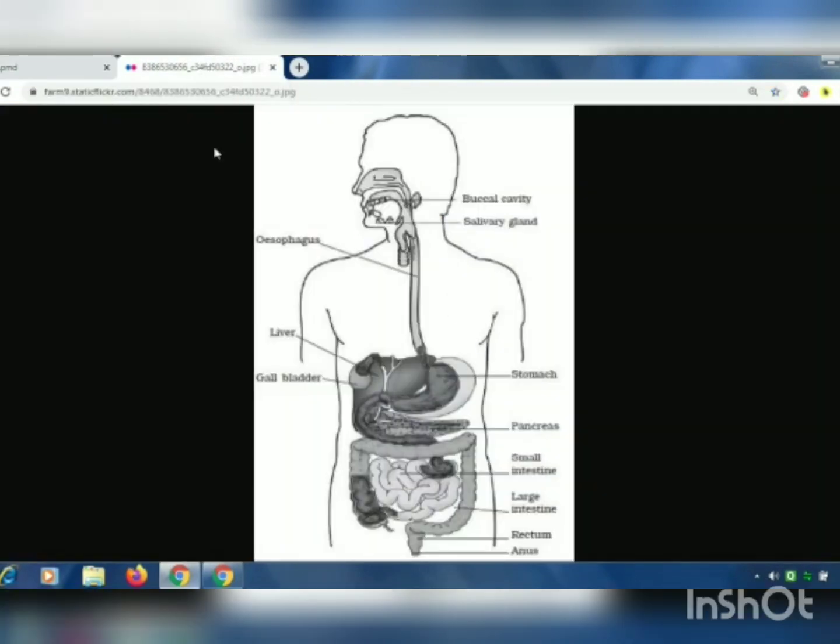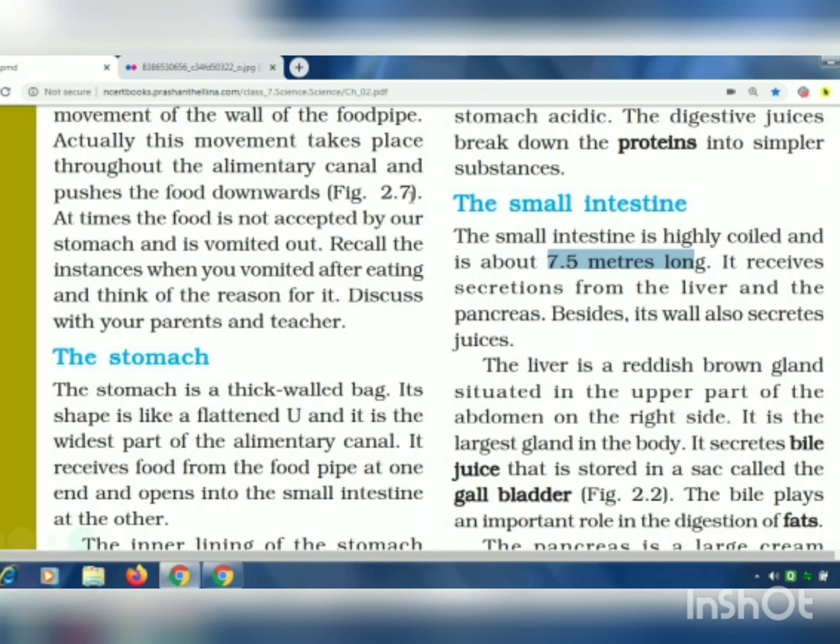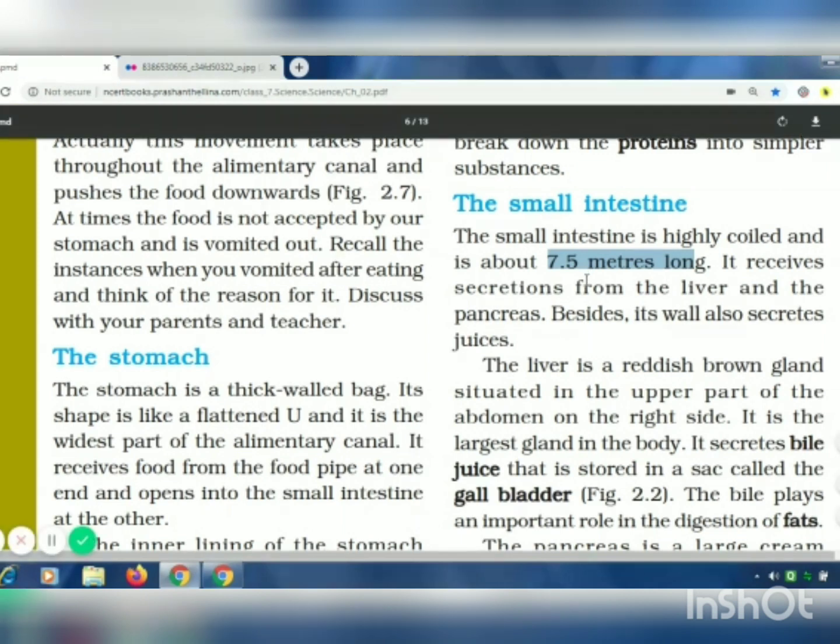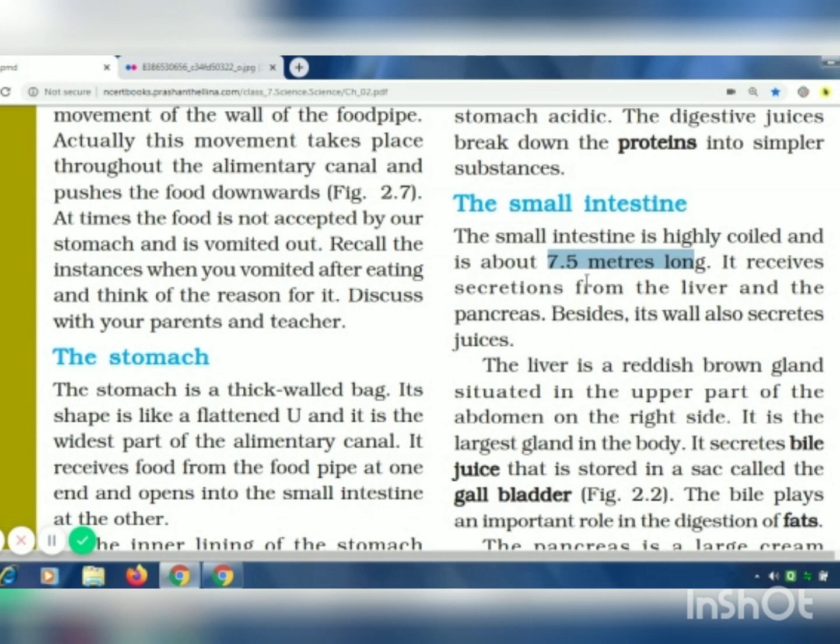So in this image, I'll show you. This is the liver and this is the leaf-shaped pancreas. From these two glands, the small intestine receives some digestive juices. Besides, its wall also secretes juices.